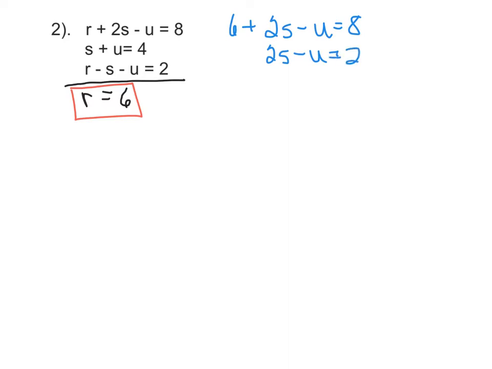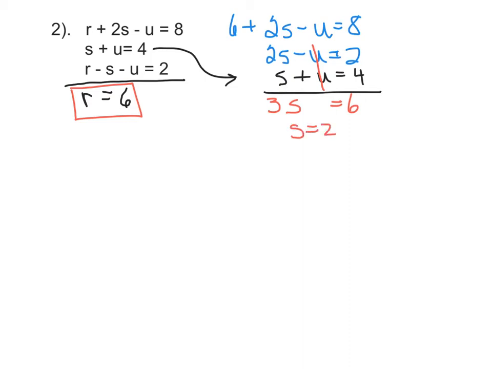Remember that now I can take my second equation and add that on, and I see that right away I'll be able to eliminate the u's. I didn't even have to go ahead and multiply by a coefficient in either of those equations. So u's are eliminated, and I get a new equation, 3s is equal to 6. Dividing both sides by 3, s is equal to 2. So I now have 2 of the 3 variables solved for.